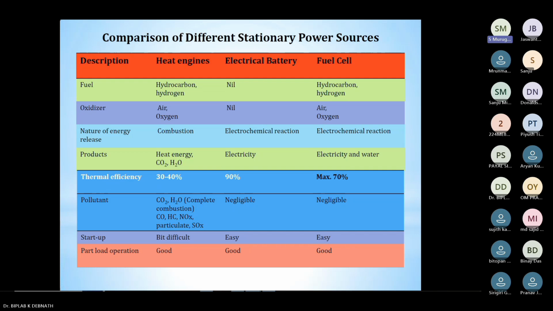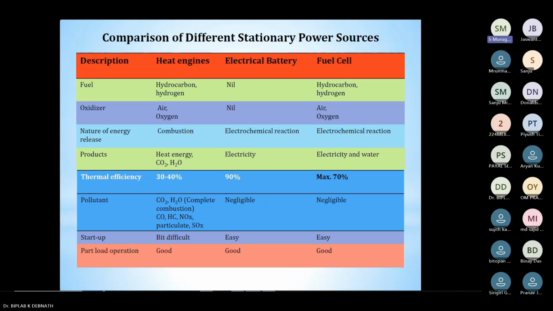Of course, in heat engines, when combustion occurs, you get two main products: CO2 and water. If the combustion is complete, you'll get carbon dioxide and water as products, and then heat energy. But depending on the supply of air, we may get carbon monoxide, unburnt hydrocarbon, and CO2. In addition to that, you will get oxides of nitrogen and particulate matter, depending on the quality of fuel.